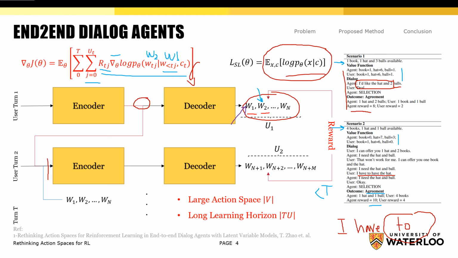Because of these two problems, they wanted to rethink this action space, hopefully have a smaller action space, and also maybe limit this horizon somehow, at least in this expression, and then maybe we can somehow design a better reinforcement learning algorithm for these end-to-end dialogue agents.